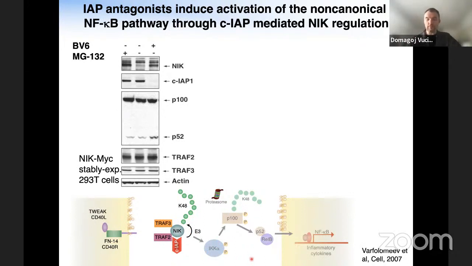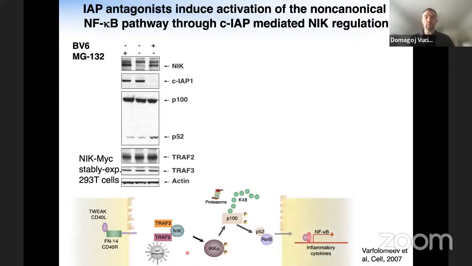However, what happens when you get IAP antagonist? IAP antagonist comes here, binds to cIAP1, and now cIAP1 is gone. And now NIK gets upregulated, and now you can get processing of p100: first IKK alpha phosphorylation, then IKK alpha phosphorylates p100, which undergoes partial proteasomal processing to p52, and with RelB goes to the nucleus, and you have inflammatory cytokines. And similar principles are used by many TNF family members, TWEAK, CD40, CD30, LIGHT, and so forth.